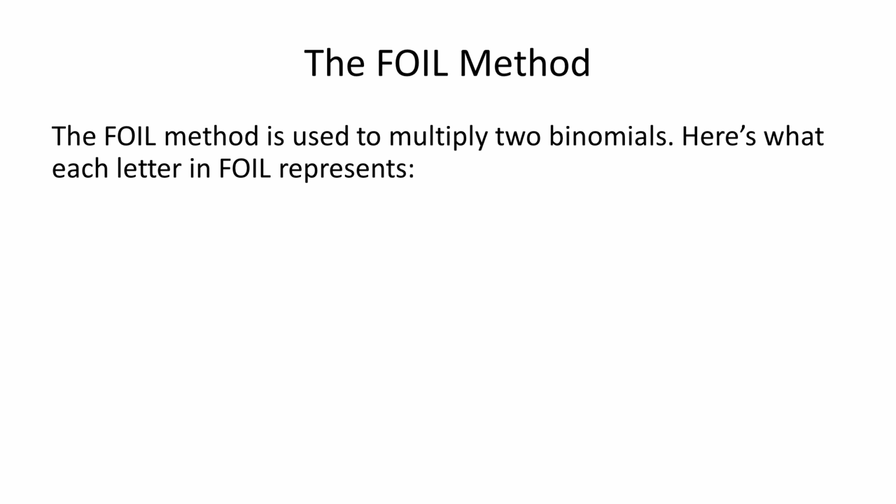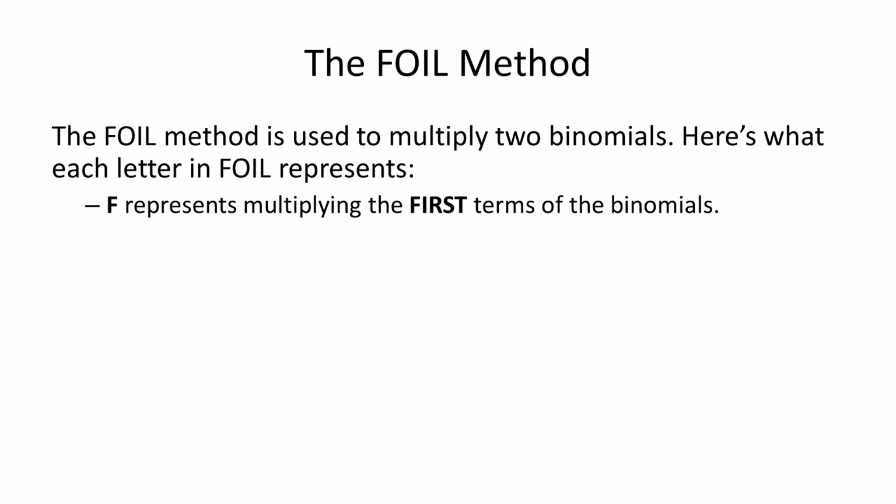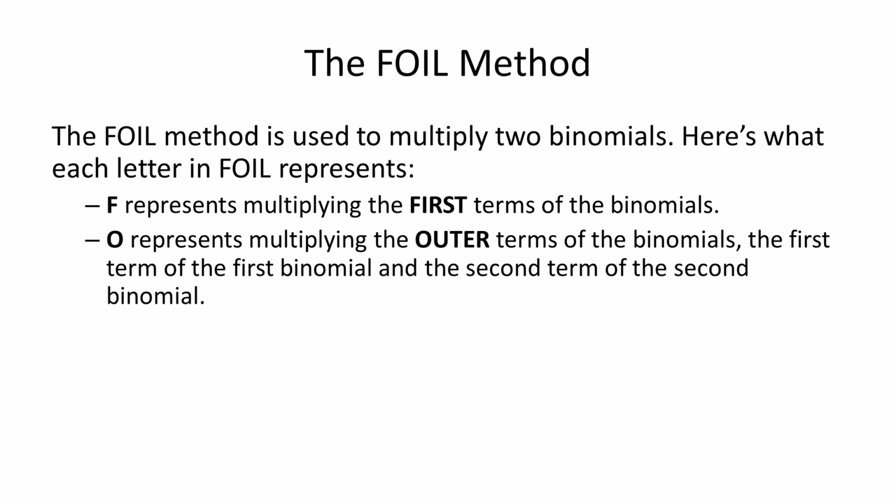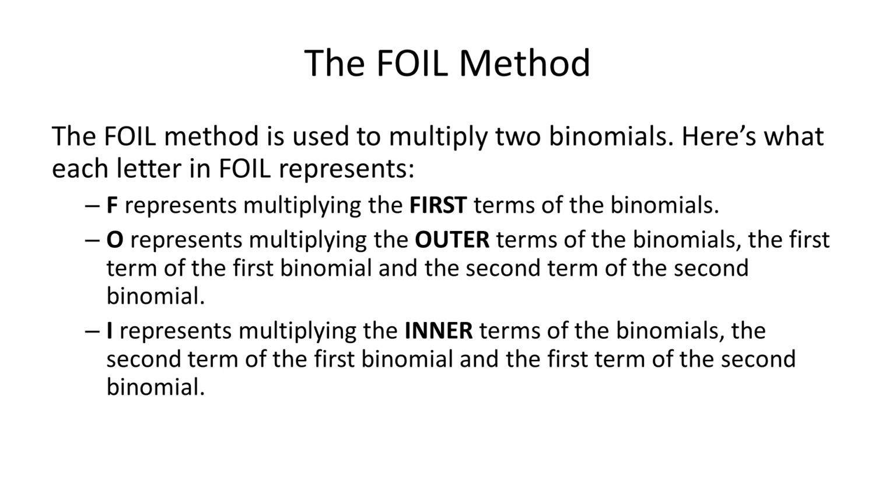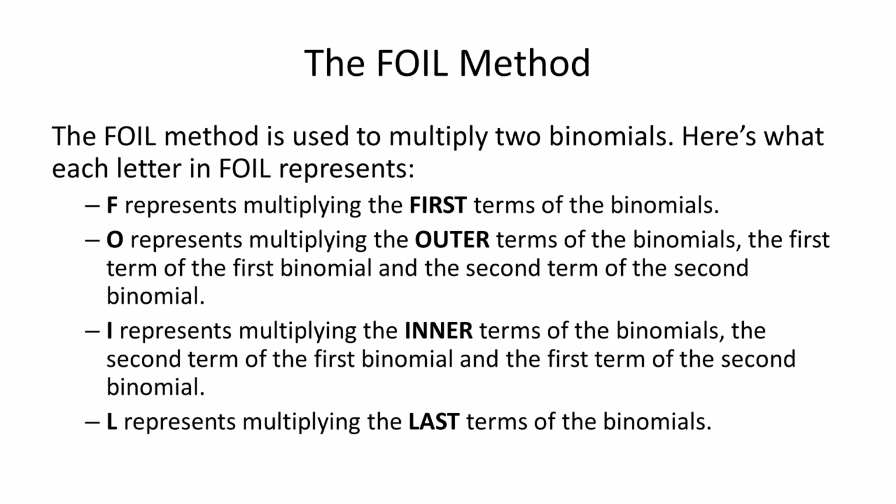The FOIL method is used to multiply two binomials. Here's what each letter in FOIL represents. F represents multiplying the first terms of the binomials. O represents multiplying the outer terms of the binomials, so the first term of the first binomial and the second term of the second binomial. I represents multiplying the inner terms of the binomials, so the second term of the first binomial and the first term of the second binomial. And L represents multiplying the last terms of the binomials.